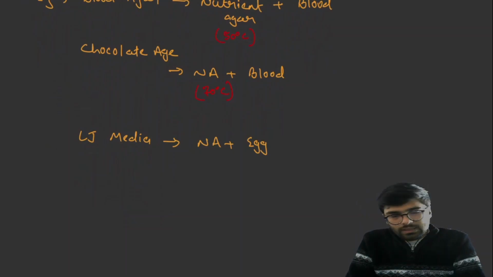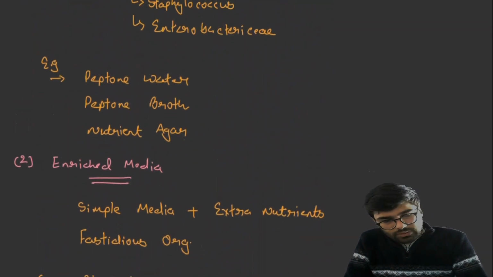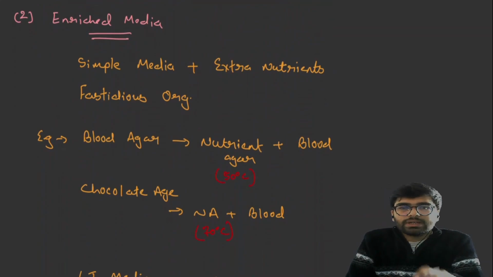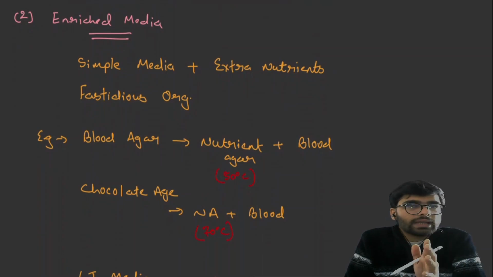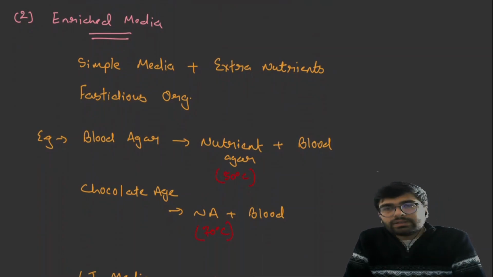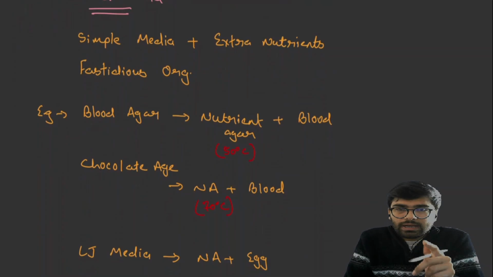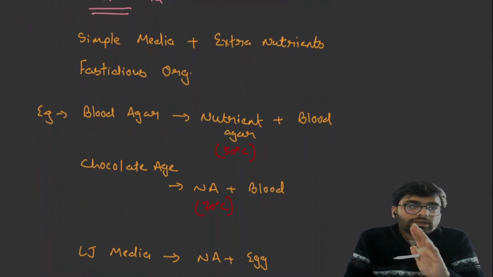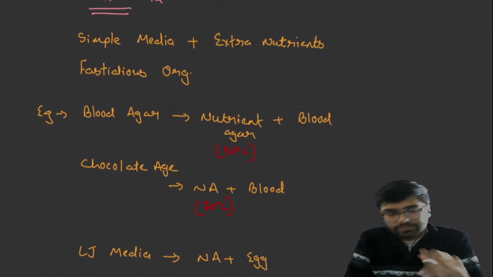Simple. Now let us quickly look into enriched media. Enriched media is made from simple media by adding some extra things. It helps in the growth of fastidious organisms. Then the examples are blood agar, chocolate agar, and LJ medium.